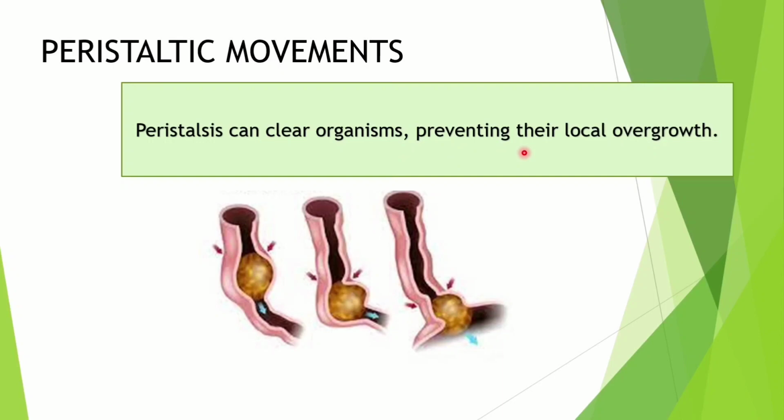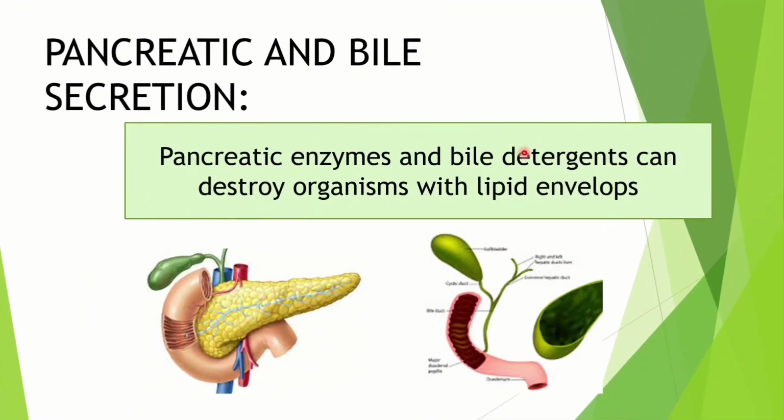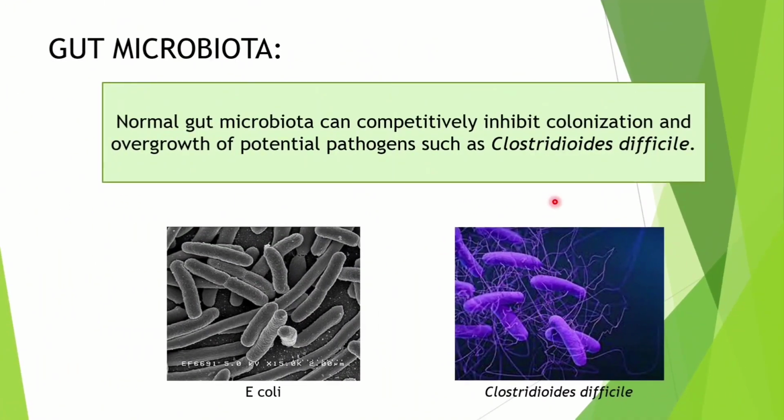Some microbes have lipid envelopes which protect them from host cells. So here come the pancreatic and bile secretions which can destroy the microorganisms with lipid envelopes. The next defense is provided by the gut microbiota. It is also called gut flora or microbiome. These are symbiotic bacteria, archaebacteria, and fungi that are present in the healthy human gut.